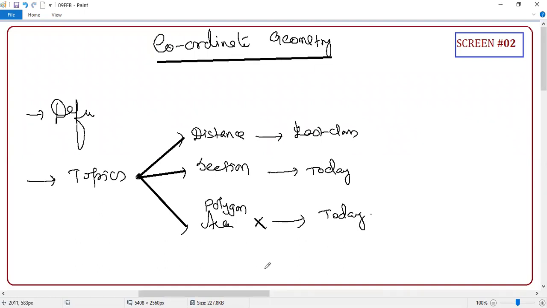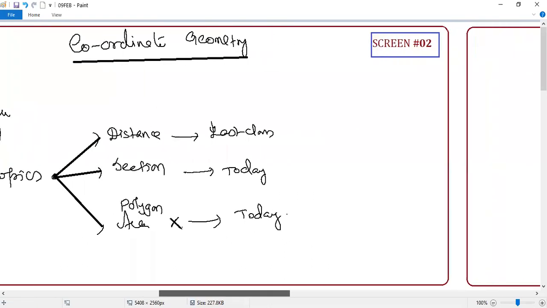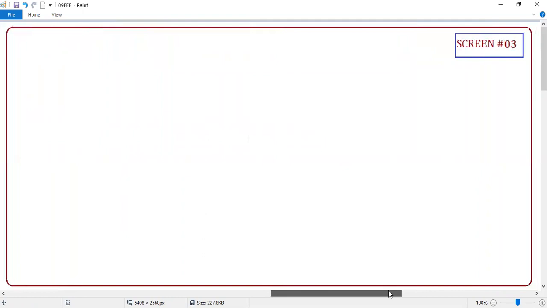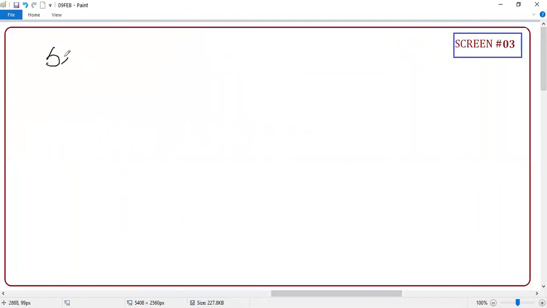Polygon area, sir. Yeah, polygon area. So section formula, students. As I mentioned, distance is already over. Section formula. What is section formula?